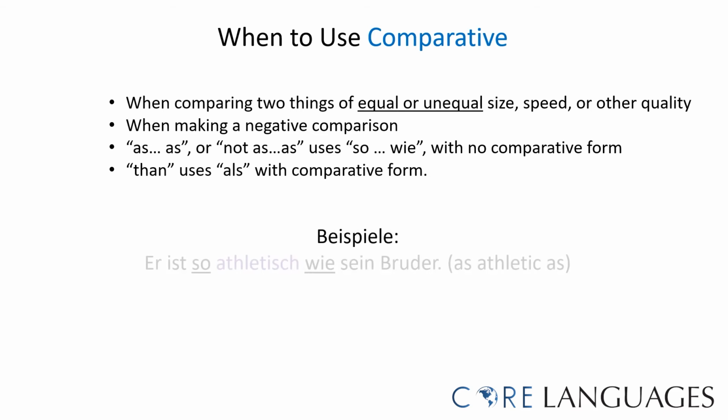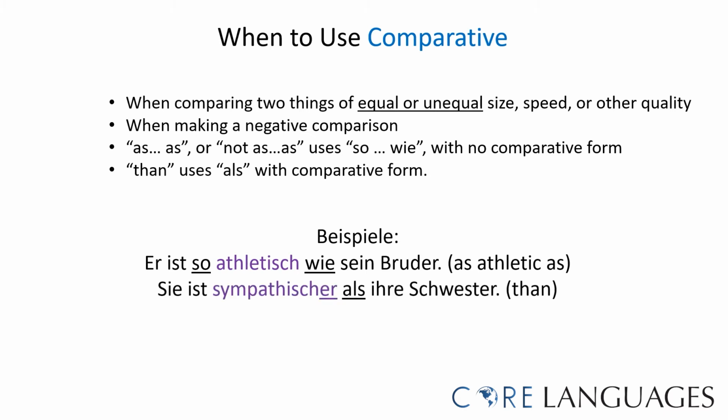Zum Beispiel, er ist so athletisch wie sein Bruder. He is as athletic as his brother. The adjective is athletisch, and because we used so wie, we do not use the comparative form of the adjective.